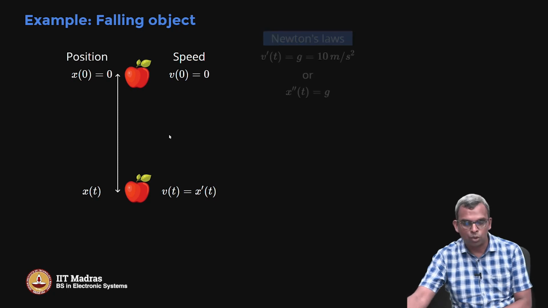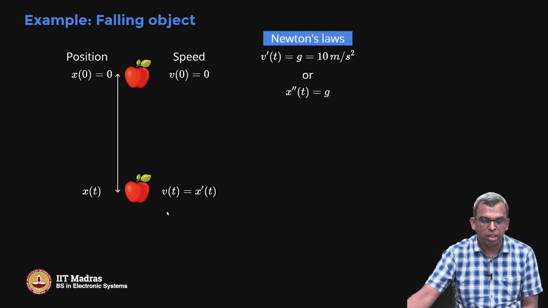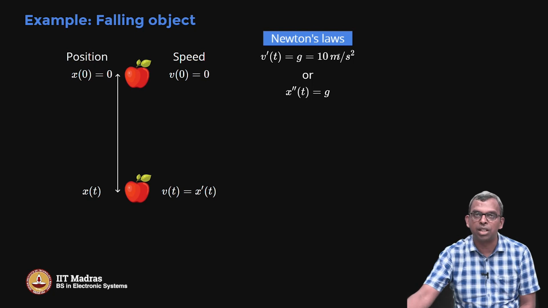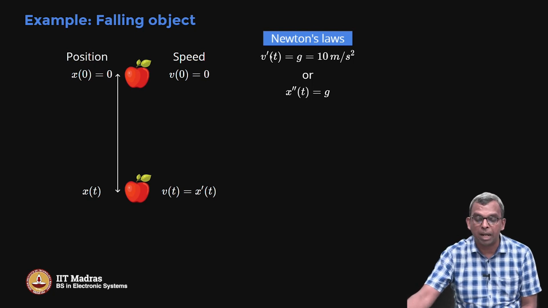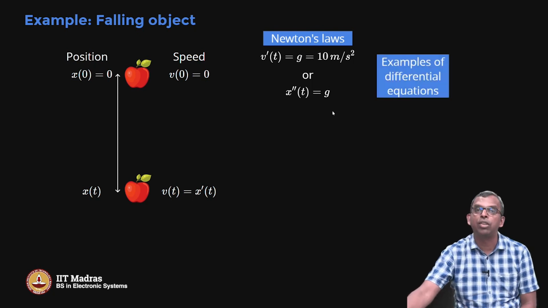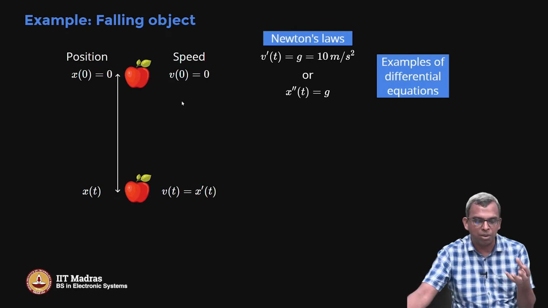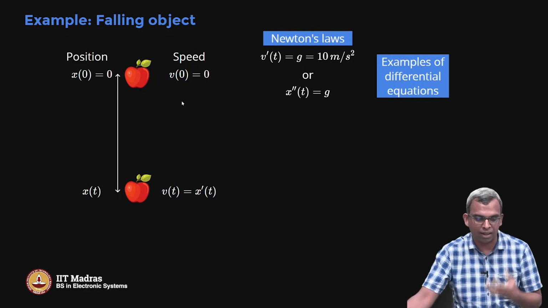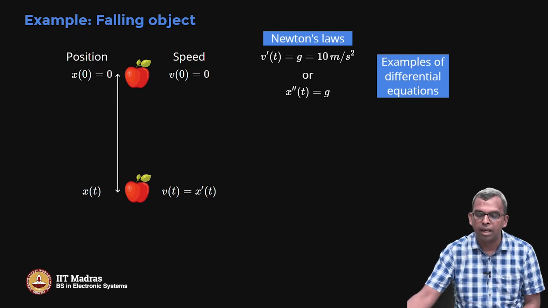In fact, you know from Newton's laws that the governing equation of this is actually a differential equation. What is that equation? v prime of t equals g, which is roughly 10 meters per second square, or if you want to write it in terms of x, x double prime of t equals g. So these are examples of differential equations, and simple physical relationships like gravity and things falling due to gravity are actually solutions of differential equations. If you want to find x of t and v of t as a function of time, you have to solve these differential equations.